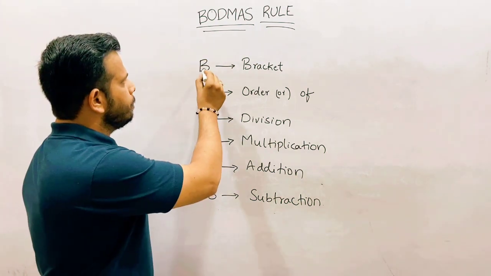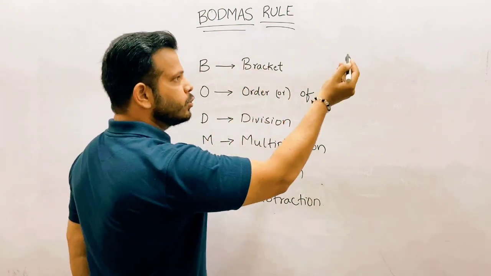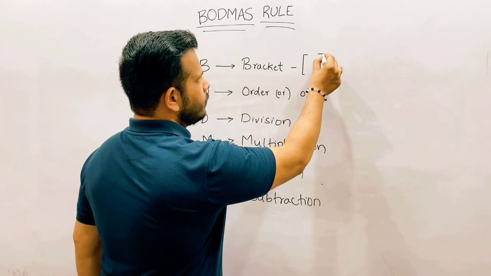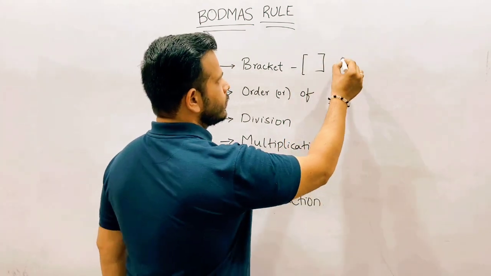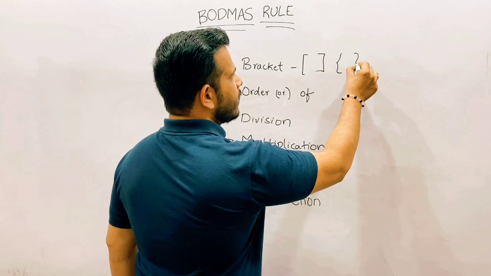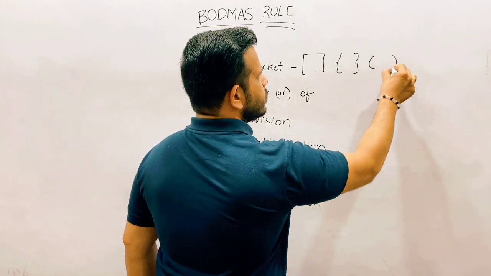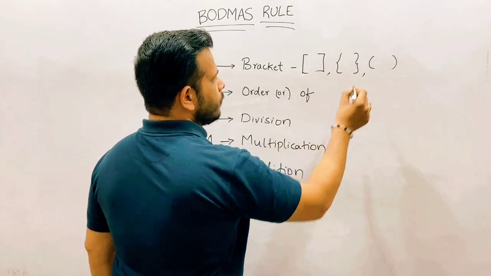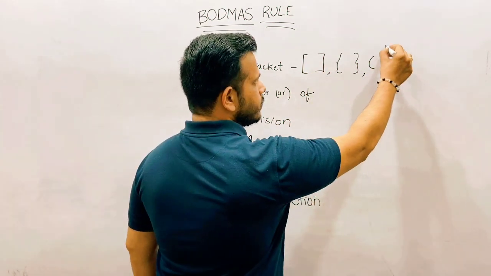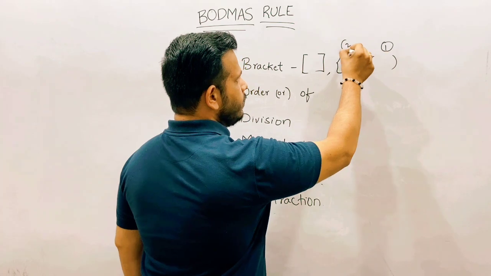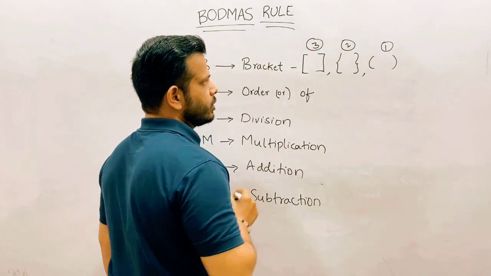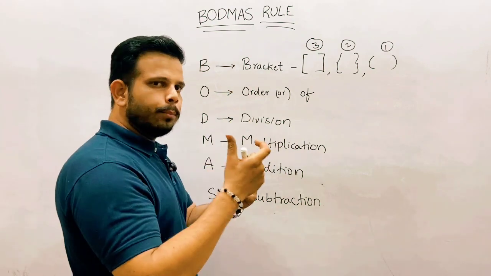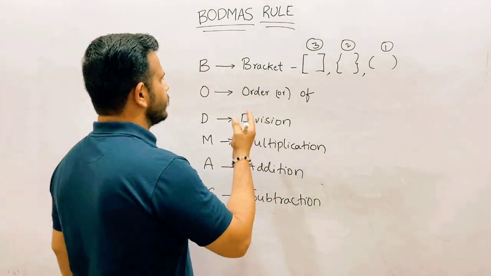BODMAS. B is for bracket. There are types of brackets: square brackets, flower brackets, small brackets. I have drawn this in an order. First we solve the small brackets, then the second, then the big or square brackets. We will take an example and do it, so it will be more clear for you.